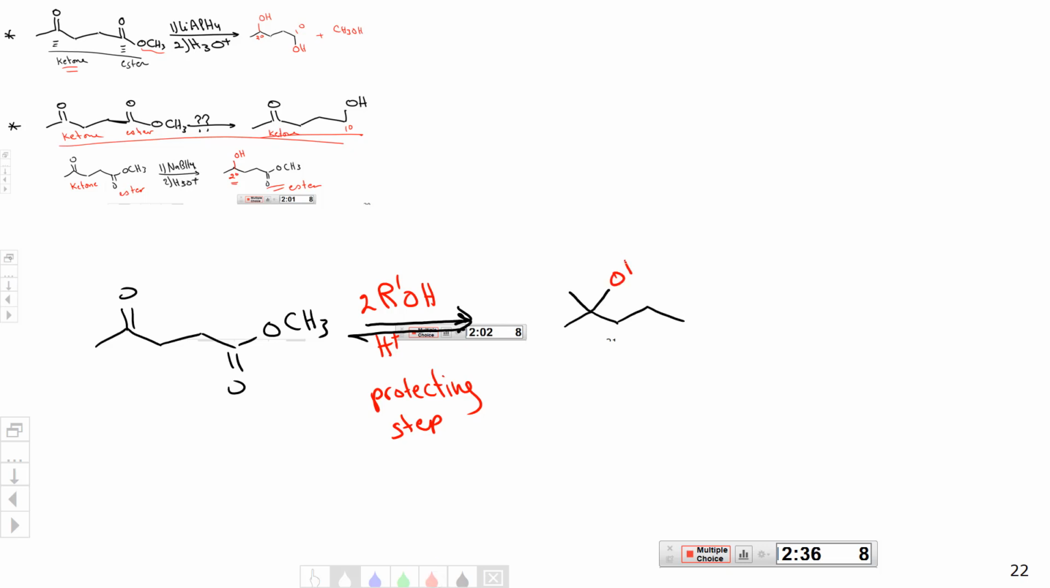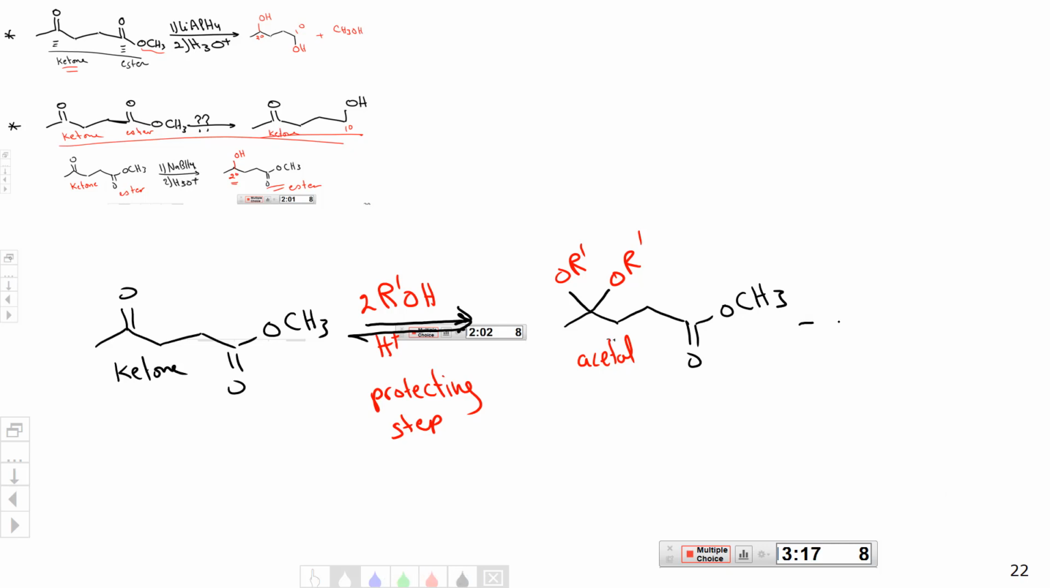So the 2 OR prime from the alcohol is going to attach to the ketone. So now I change the ketone into an acetal. Now, one of the things about the protecting group, it should be not that reactive. And the acetal does not react with Grignard. It doesn't react with lithium aluminum hydride. It doesn't react with sodium borohydride. It doesn't react with H2 palladium. I think you get the idea. It doesn't react with almost anything, and this is why it is named a protecting group.